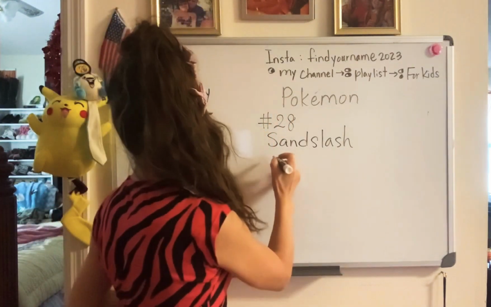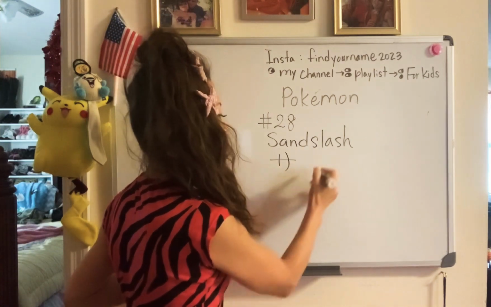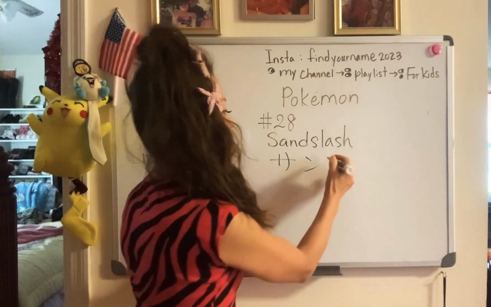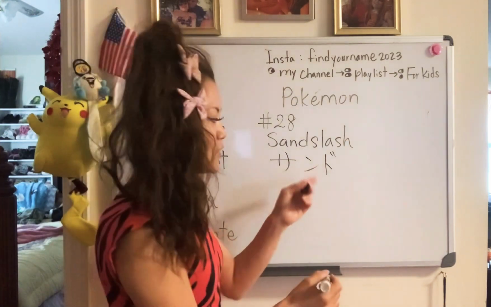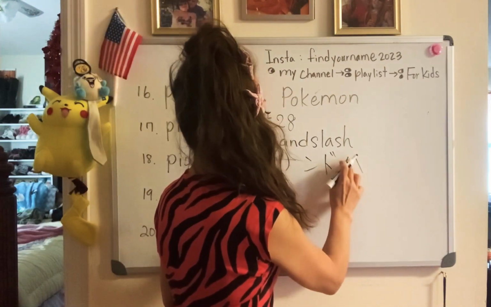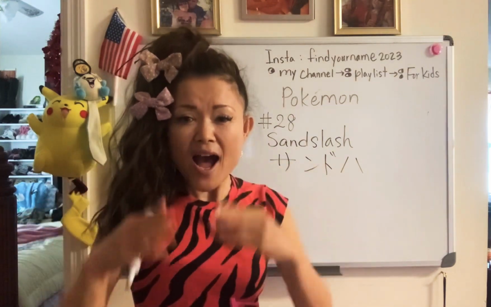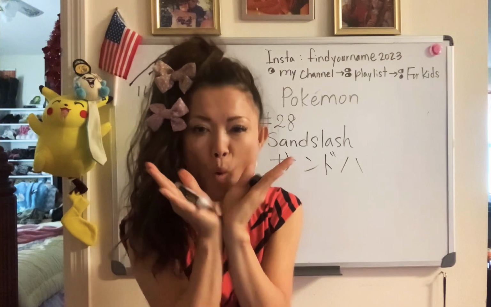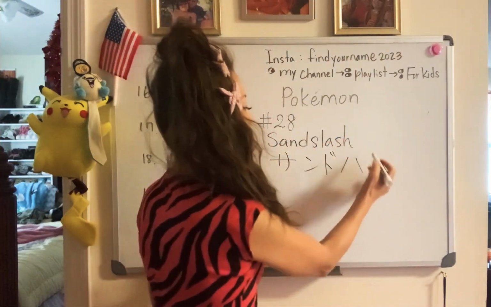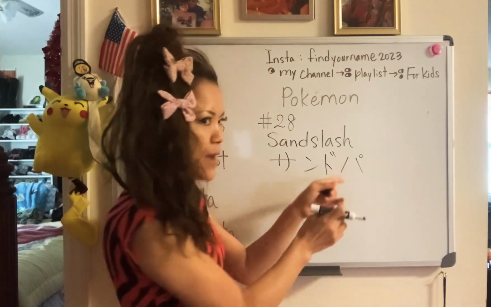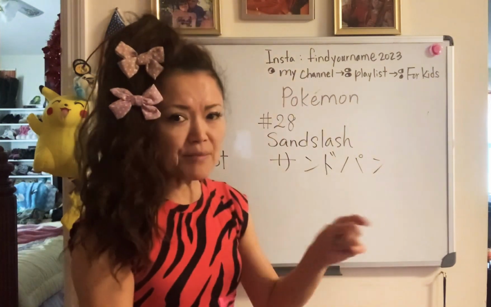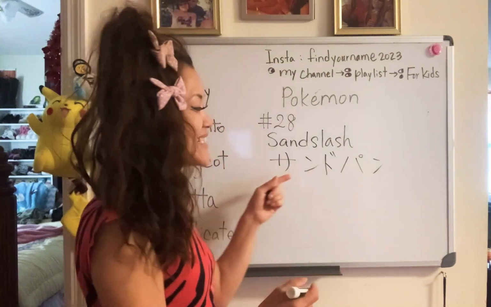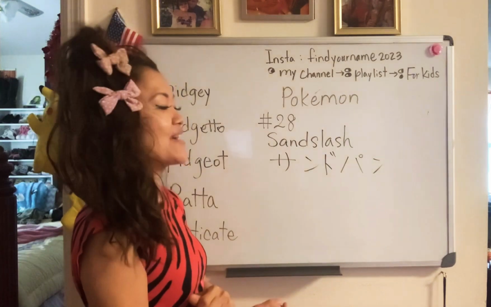Sando Pan. Sa, shi, su, se, so, sa, un, san, do. Po with dakuten changes to do. San-do-pan. Remember, this is the katakana ha. This is so. So-ni. Ha with handakuten changes to pa. Pan. You know what pan means? Pan in Korean means bread. Pan. Sando pan. Sando pan is Sandslash.